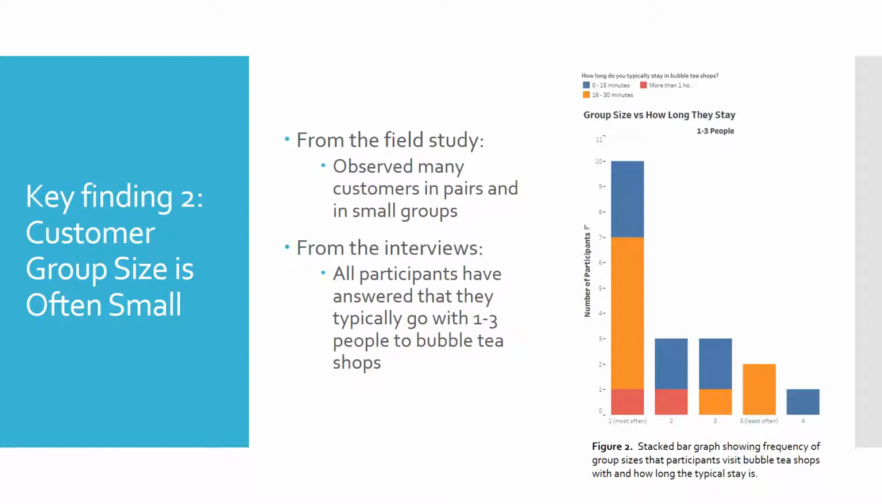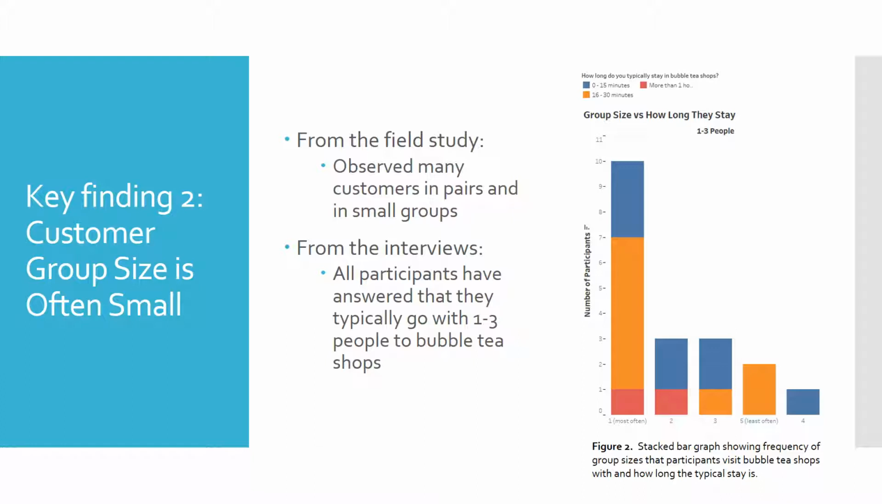The second key finding is that the typical size of groups of customers is small. From my field study, I observed many customers in pairs or with 2 to 4 other people. Although there were larger groups that I saw, they were not as common as customers who came in alone. In my interviews, all 3 participants responded that they typically go with 1 to 3 other people when asked how many people they typically go with to bubble tea shops.